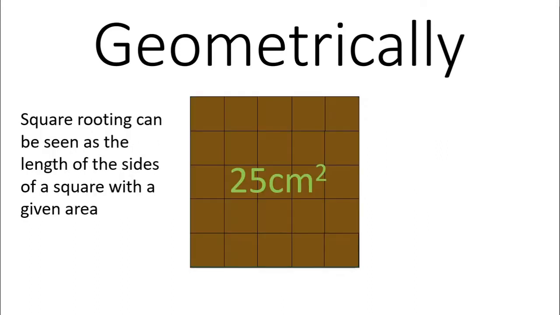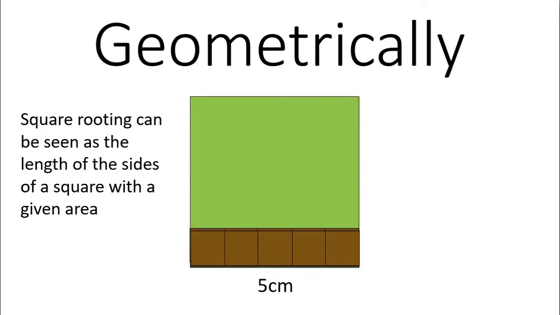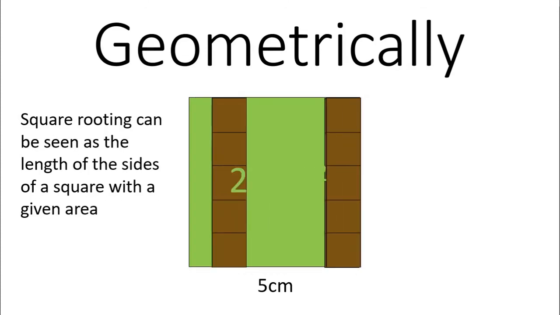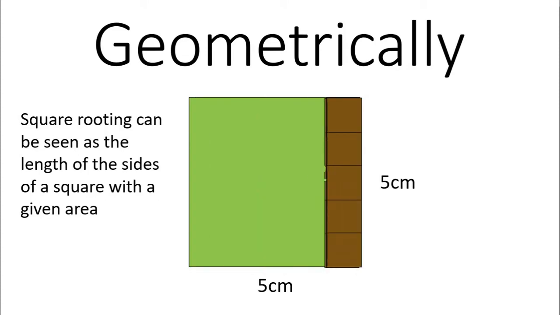Alternately, we could talk about square rooting as finding the side lengths of a square if we know its area. So here I've got an area of 25 centimeters squared. I wonder how many centimeters that would be across the bottom. I see that that's 5 centimeters across the bottom. Now I wonder how many centimeters that would be up the side. I see that that's 5 centimeters up the side. That's how we fill the entire space with 25 of these centimeter squares. So the square root of 25 must be 5.